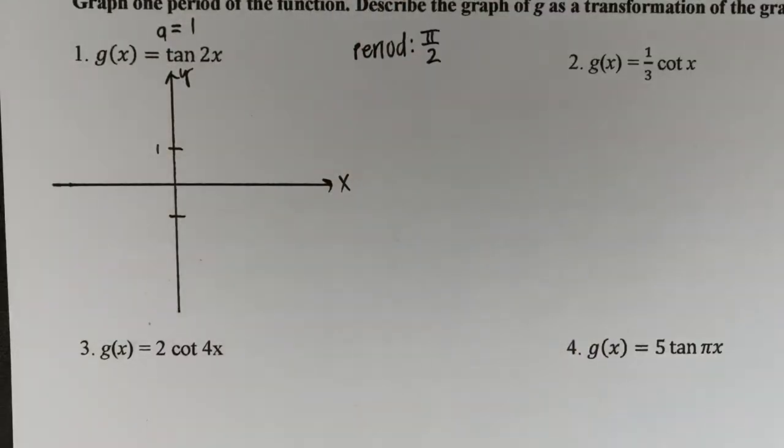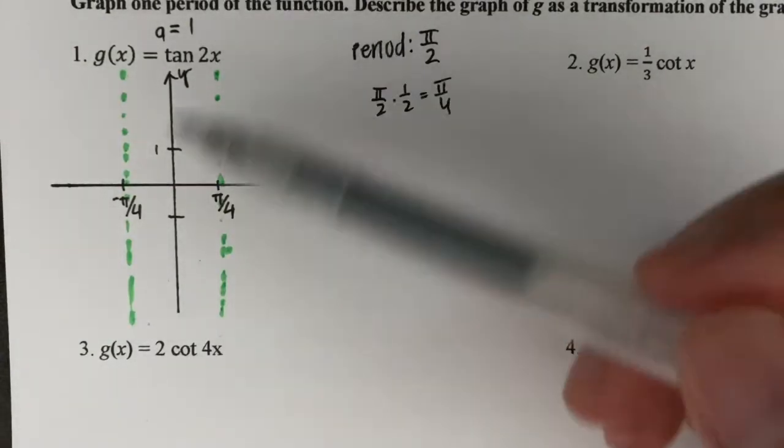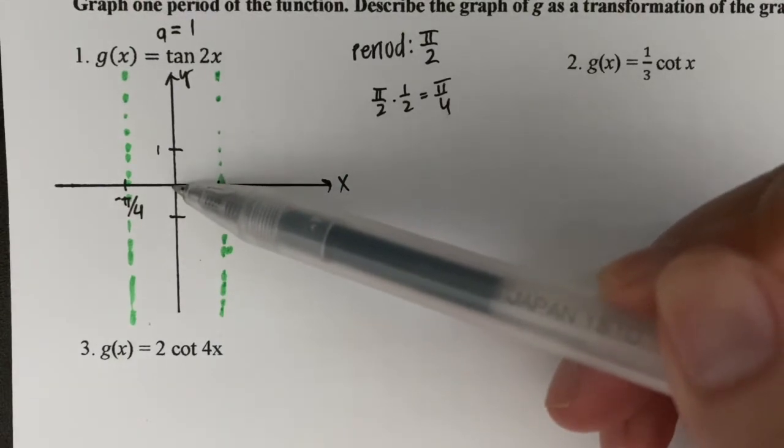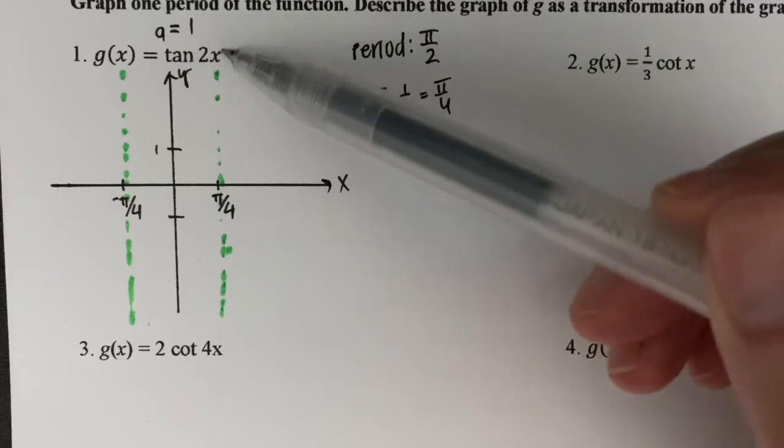And we want to take half of your period because that tells you where your vertical asymptotes are going to be. Half of pi over 2 is pi over 4. Now let's draw vertical asymptotes at those x values. Now we want to find our x-intercept. And that occurs at 0 because if we plug in 0, tangent of 0 is going to be 0.